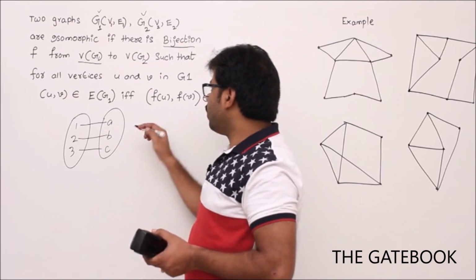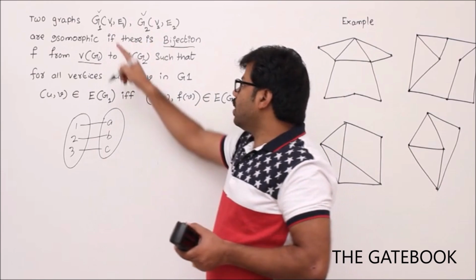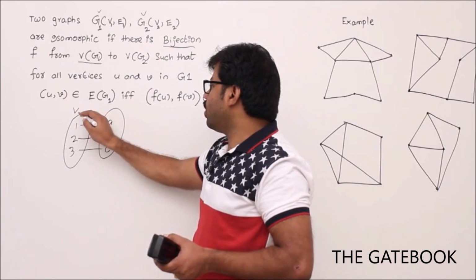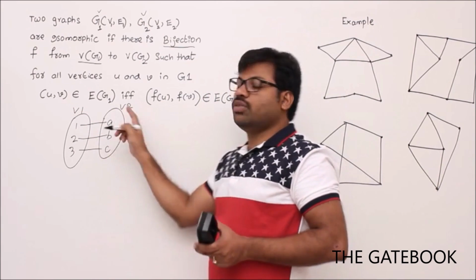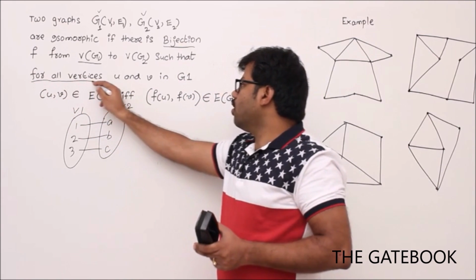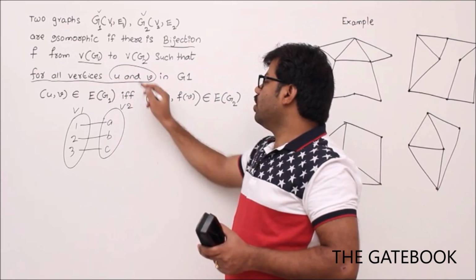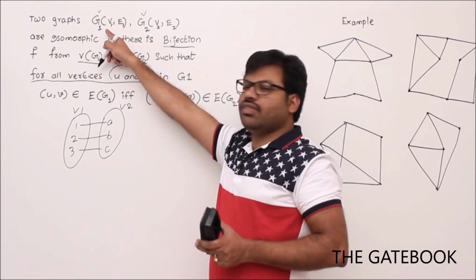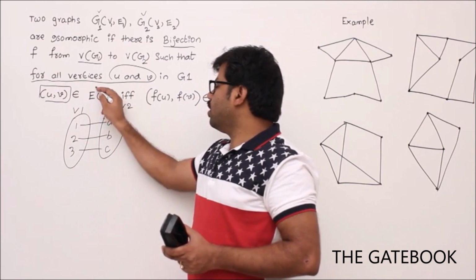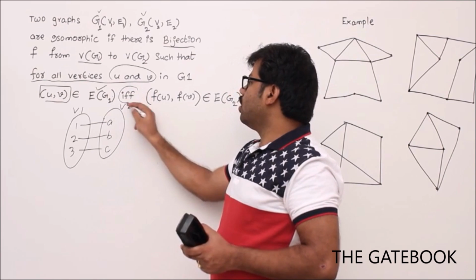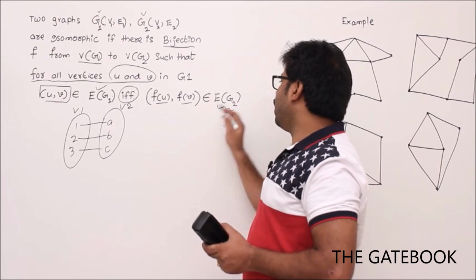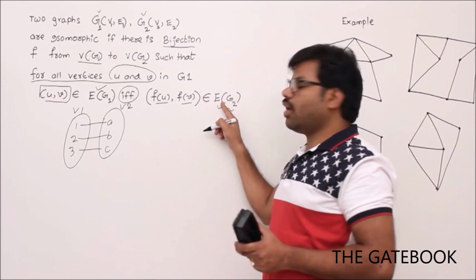We have taken two graphs, right? Every graph has a vertex set. Then if I take the vertices of graph 1 and vertices of graph 2 as domain and codomain, let's say V1 and V2, there should be a one-to-one function, and that function should satisfy this condition. For all vertices u and v in G1, whatever two vertices you take in G1, u comma v is an edge in graph 1 if and only if f(u), f(v) belongs to the edge set of graph 2.